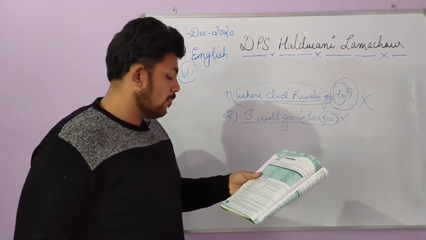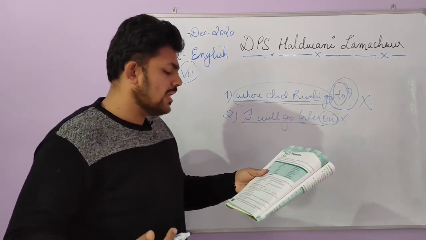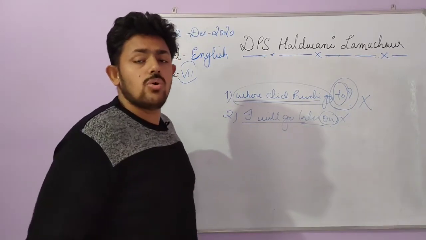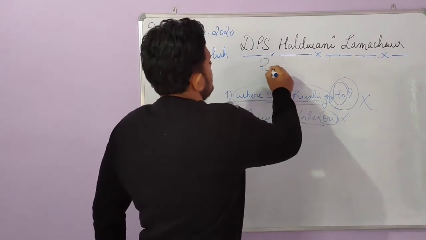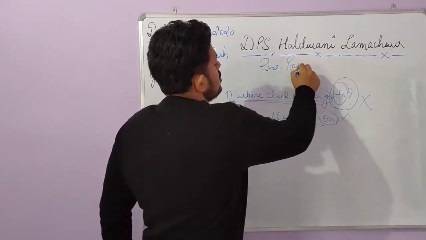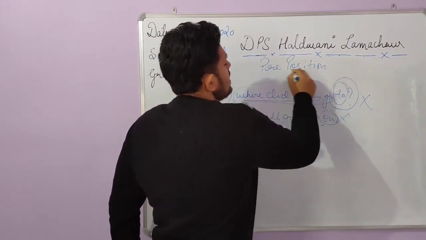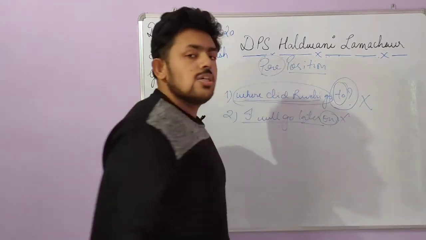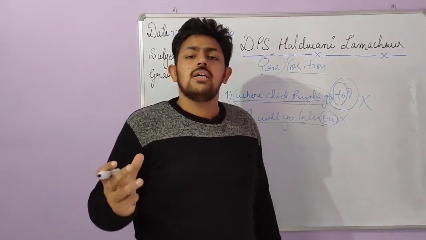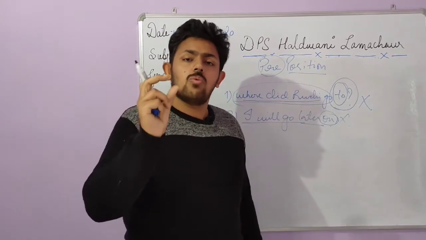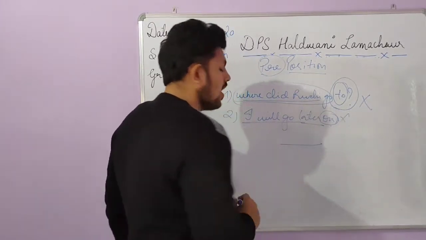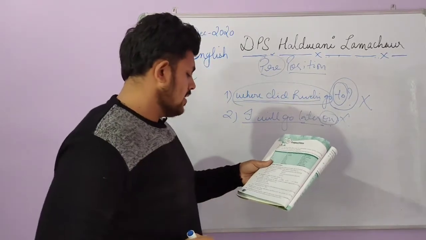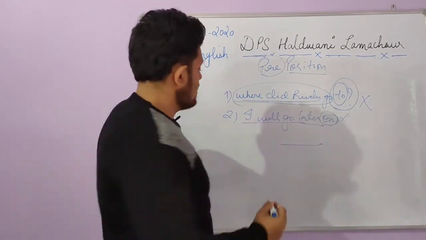See, one more rule of prepositions. Prepositions usually come before nouns. We were discussing pre and position. Position is the place, pre means before. So preposition means the word comes before the noun. How? See, after class.